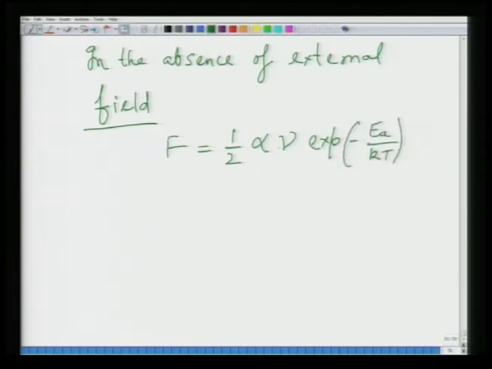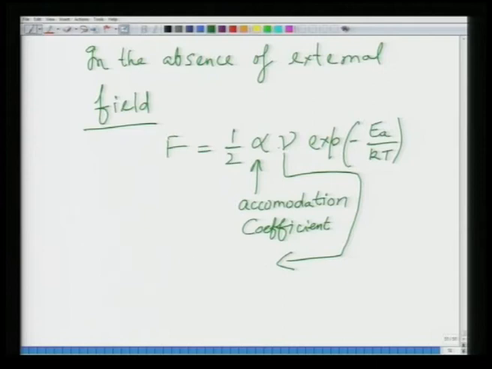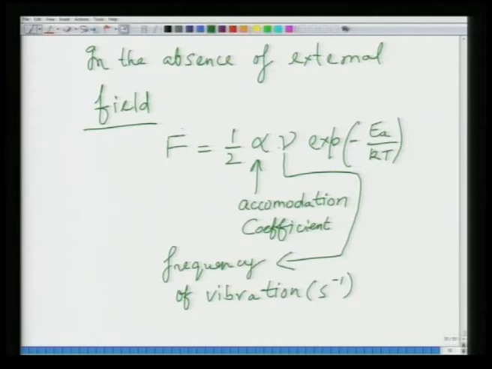This is your typical Boltzmann equation. This alpha is nothing but the accommodation coefficient, and this nu is the frequency of vibration, which would of course be in per second, and alpha is unitless. So this is the probability of moving to either side.